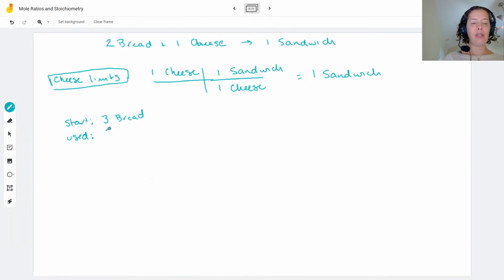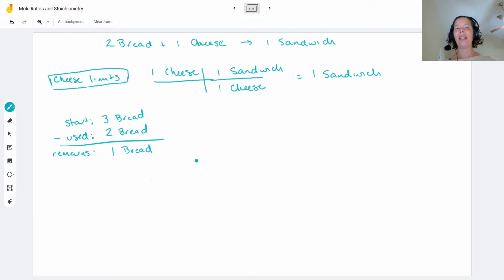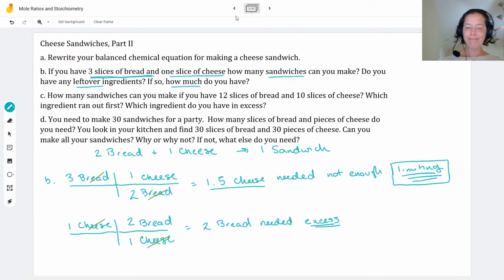Okay, so how much I used? I used 2 bread. So how much is remaining? So we'll say remains. We have 1 slice of bread. And like that was super easy. I mean, hopefully this whole problem is super easy, but this is how we do the calculations.